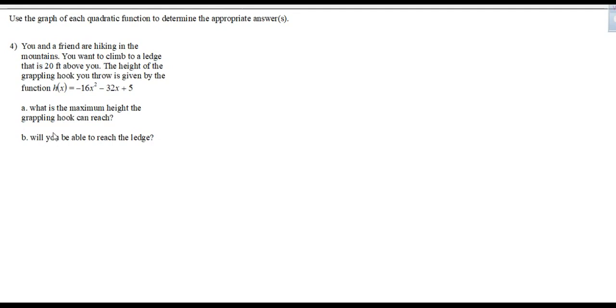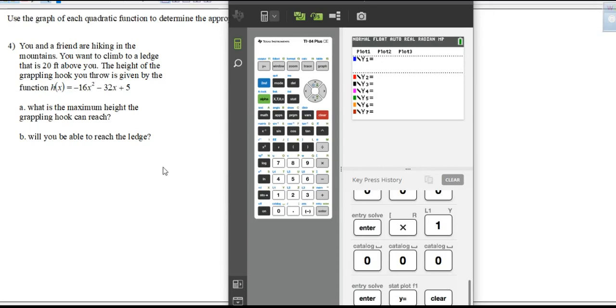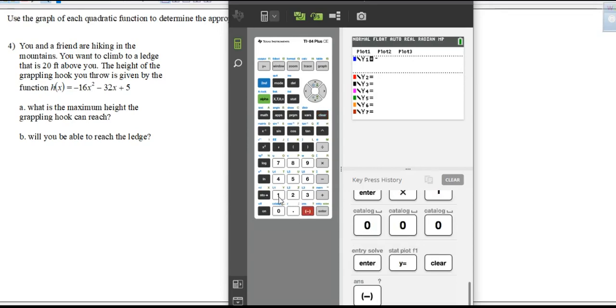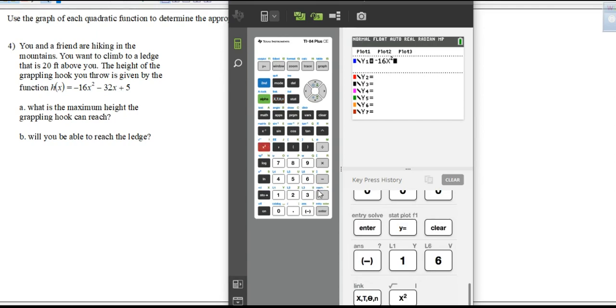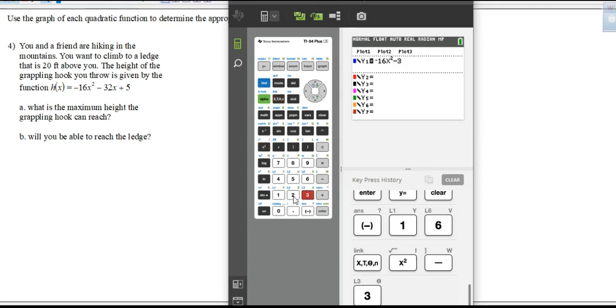So we really need to only find one value, the maximum height. Maximum tells me it's going to be at the vertex, and height tells me I'm going to want the y value of the vertex. So when you graph this in your calculator, like I've said before, be careful to use the appropriate buttons. Use the negative at the bottom of the calculator for the -16, and use the minus sign in front of the 32.